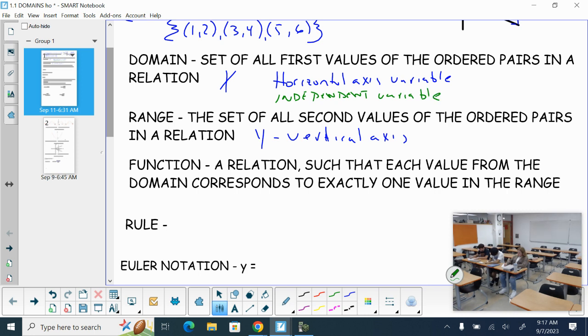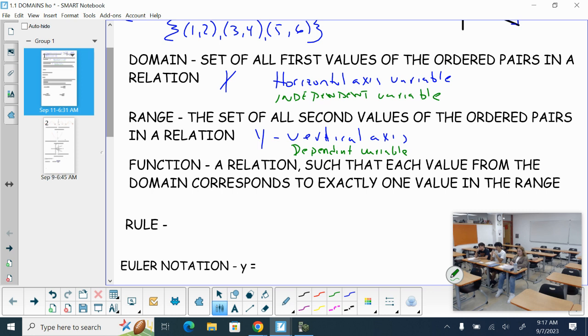The independent variable and the dependent variable. You can think of them that way also. The independent variable is a variable that you sub in. The dependent variable is a value that is a result of you subbing in the independent variable.